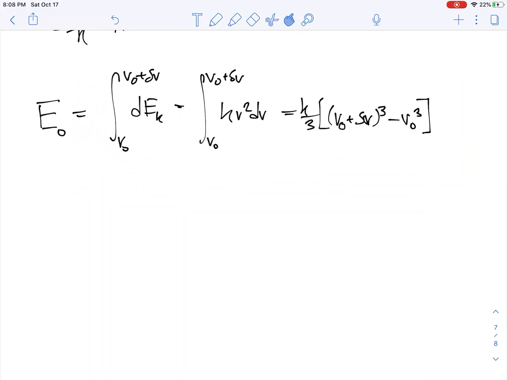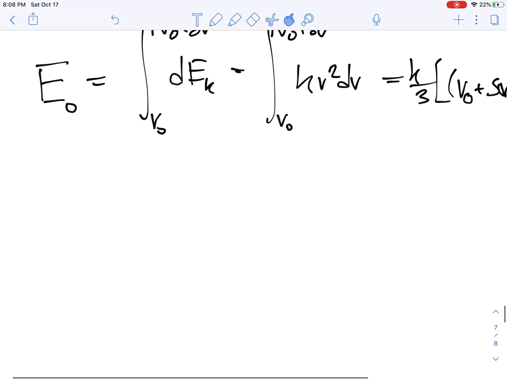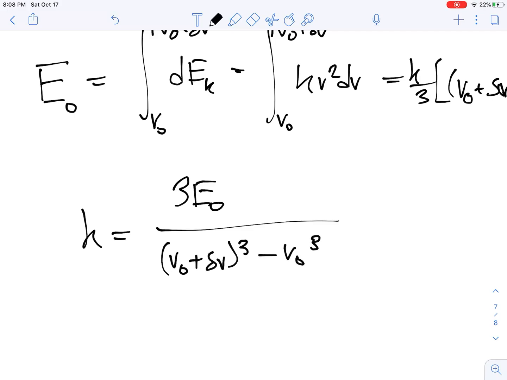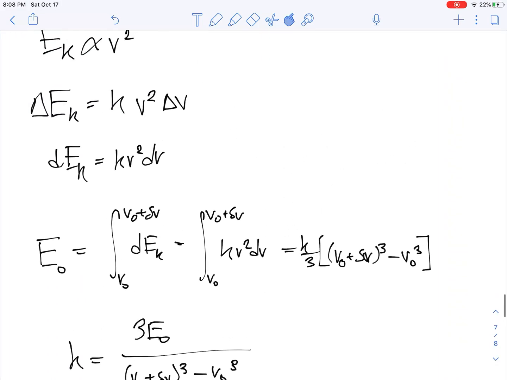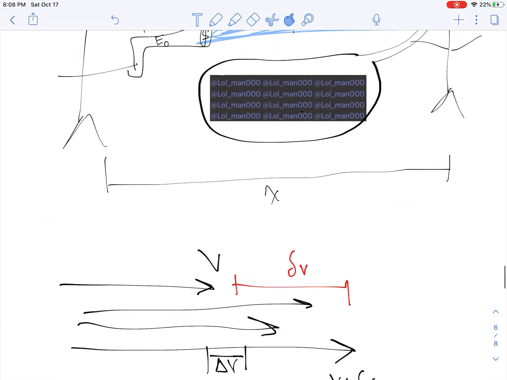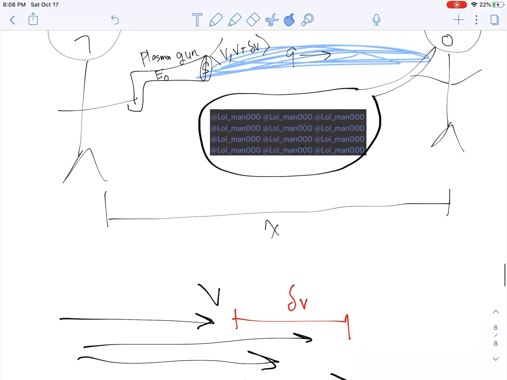Since we don't know what K is, we can go ahead and write this as K is equal to 3E sub 0 over (V0 plus delta V) cubed minus V0 cubed. Alright, that's a pretty solid start so far. So now let's consider again the change in velocity.